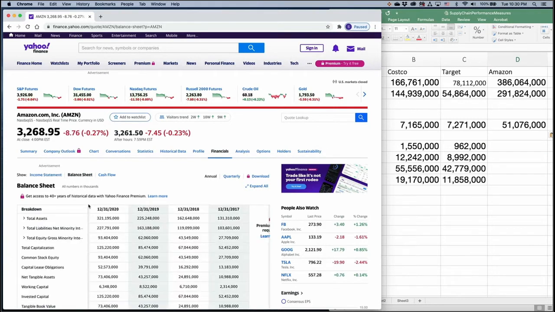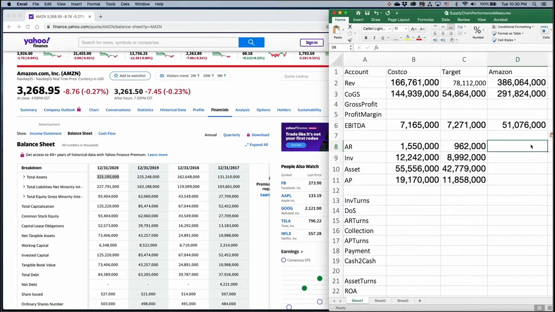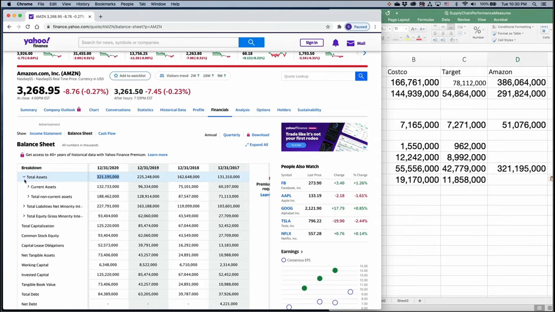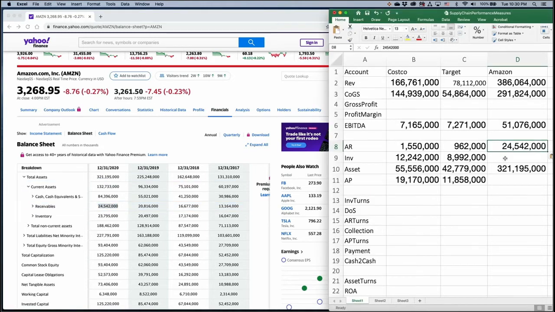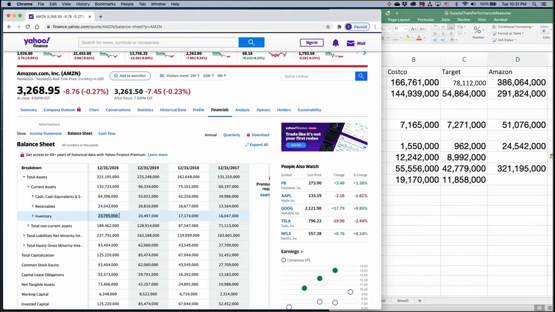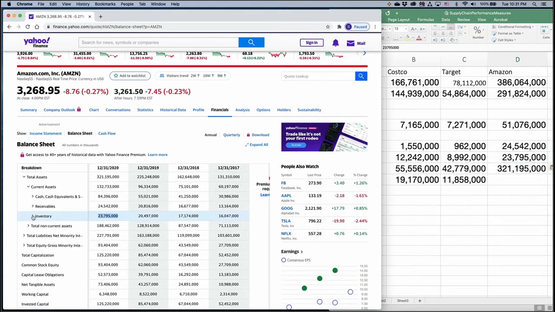Also you can copy balance sheet and the total asset, and you can click the chevron mark and the current asset, and you have a receivable and the inventory. This is account receivable, and also there is inventory. You may click inventory and the receivable for detail accounts. So here you have account receivable or finished goods only, but sometimes they provide detailed information.